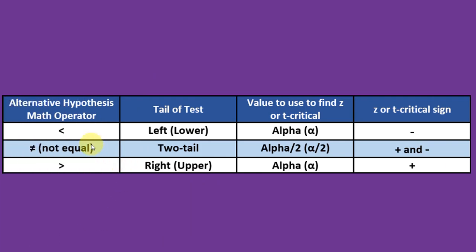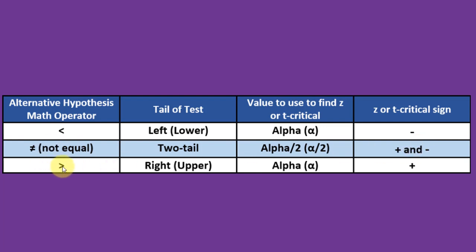Once you have your hypotheses stated in math terms, you look at the alternative hypothesis math operator. If it's a less than symbol that's pointing to the left, that means it's a left tail test, and to find your critical values of z or t, you put all of alpha in that left tail. If the operator in the alternative is not equal, that's a two-tailed test, and you put alpha over 2 in each of those two tails.